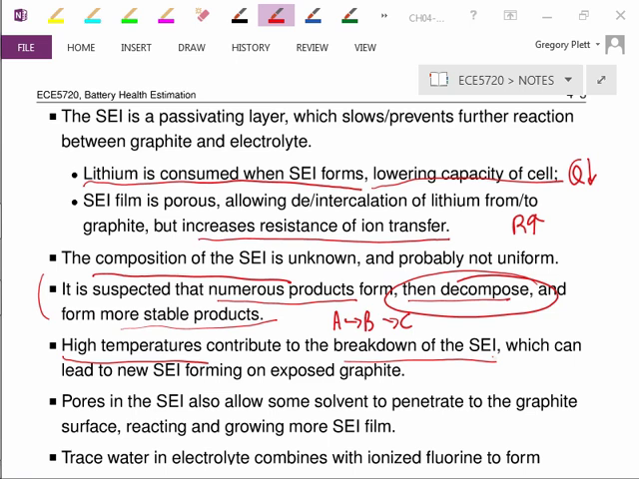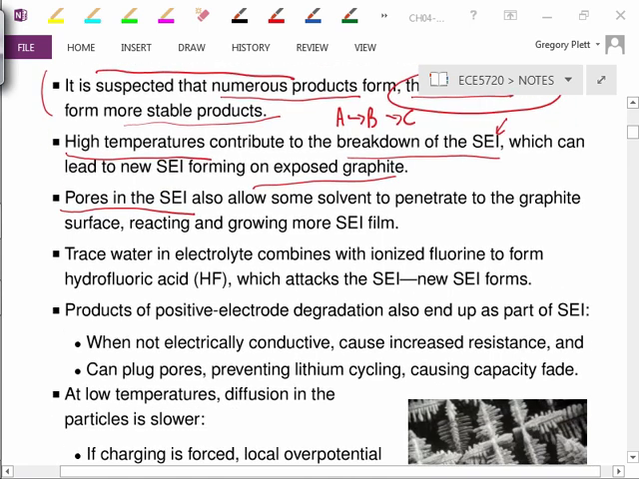The bigger effect there would be loss of lithium than increase in resistance, because when I broke down the SEI, I did not gain capacity back, but I did gain less resistance back. But when I reform, the resistance again stabilizes and the capacity goes down even more. So high temperatures can cause an accelerated aging. Pores in the SEI holes still do allow solvent to penetrate, as we've said, and reach the surface, and that allows more SEI film to grow.